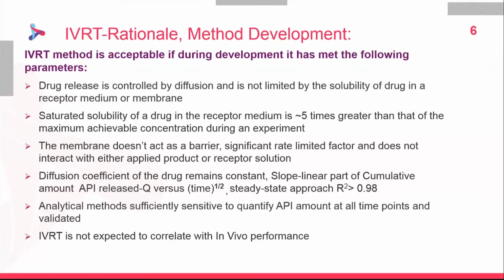The diffusion coefficient of the drug remains constant, a steady approach. If the plot of cumulative amount of API released versus square root of time has no linear path, then IVRT is not valid. Deviation from linearity is usually observed at later time points. That's the majority, but in reality, deviation from linearity can happen at any time point.